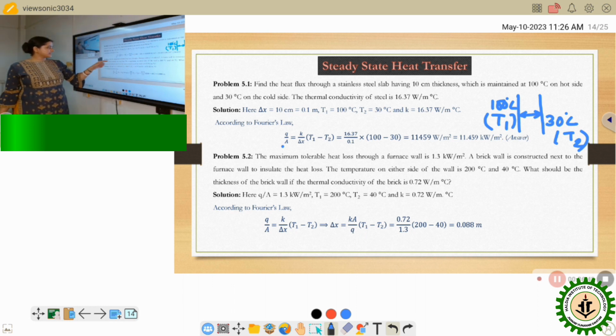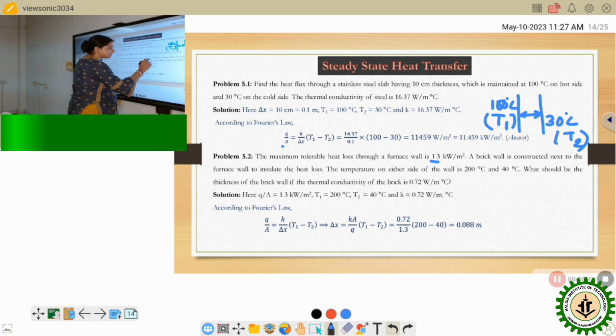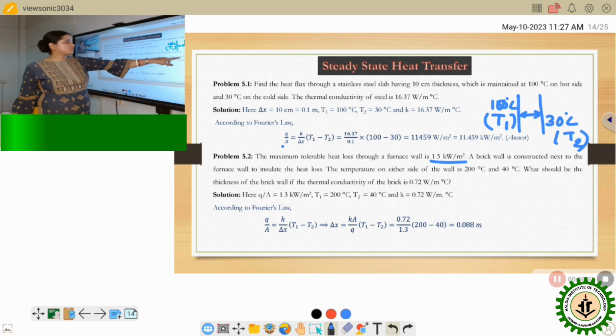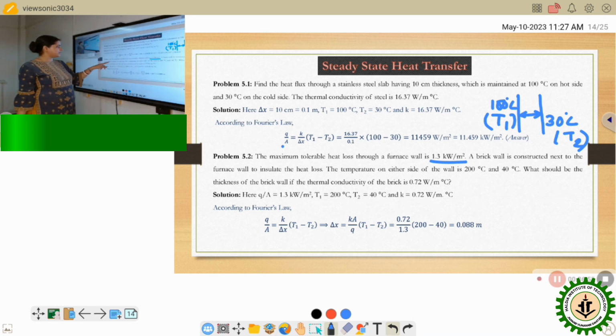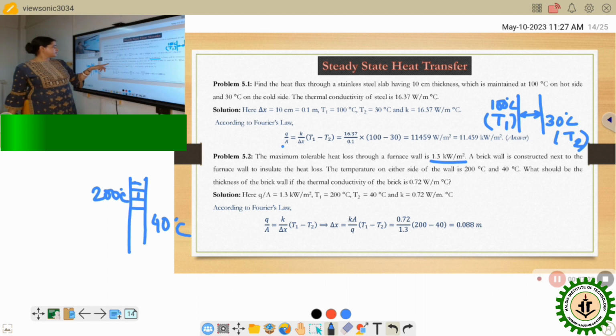Then the next problem is: the maximum tolerable heat loss through a furnace wall is 1.3 kilowatt per meter square. What is this? This is the heat flux. A brick wall is constructed next to the furnace wall to insulate the heat loss. Okay. So if this is the furnace wall, there is a brick wall here. A brick wall is given. Okay, the temperature on either side of the wall is 200 degrees Celsius here and 40 degrees Celsius here. What should be the thickness of the brick wall?